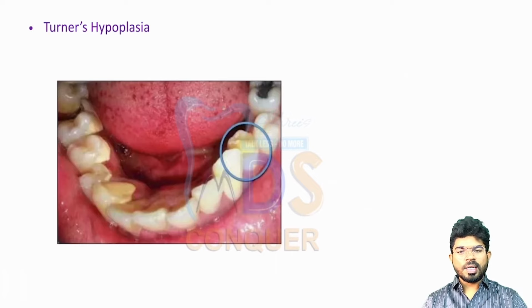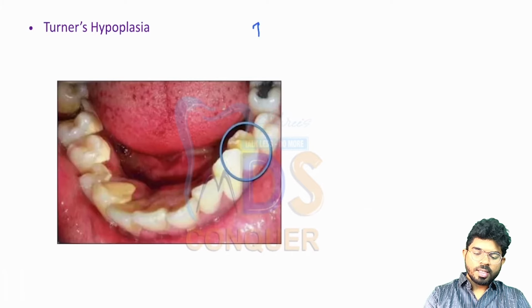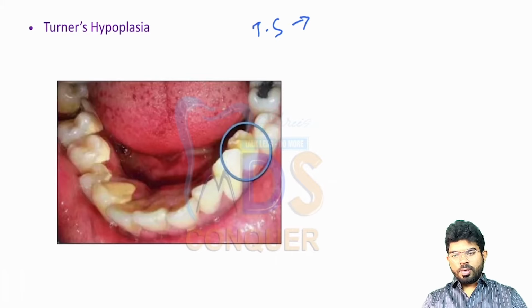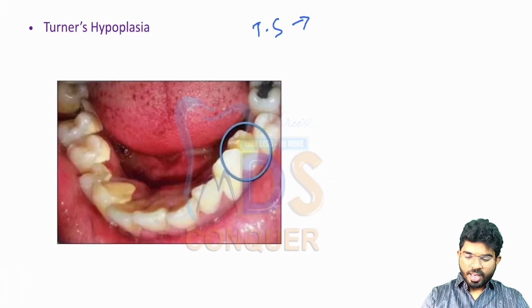The next comes Turner's hypoplasia or Turner's teeth. Don't get confused with Turner's syndrome. Turner's syndrome, I hope you know, is 45XO.